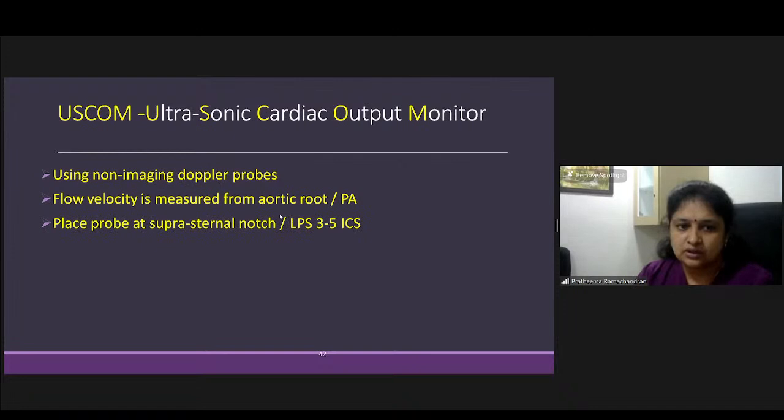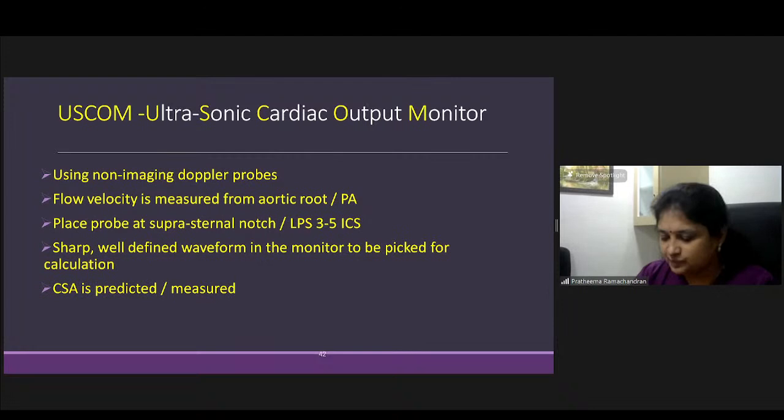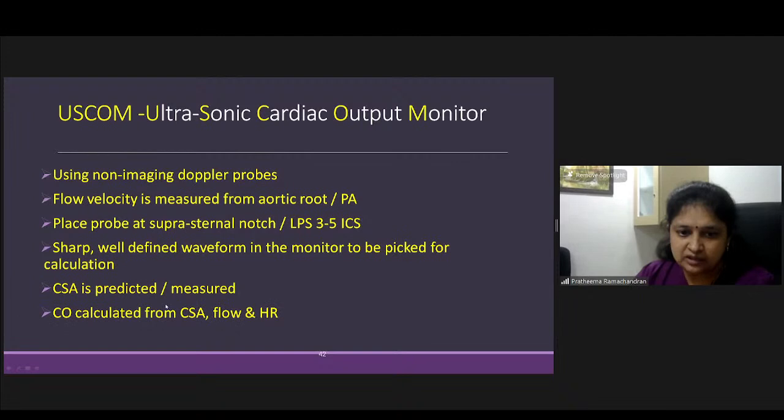And we have to keep it in the suprasternal notch. And there will be a sharp, well-defined waveform in the monitor. And that is the cross-sectional values predicted or measured by the transducer. And the cardiac output is calculated along with the cross-sectional area flow and the heart rate. So that is how it gives us a value.